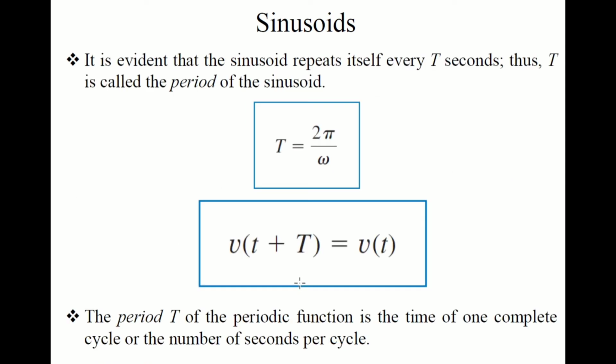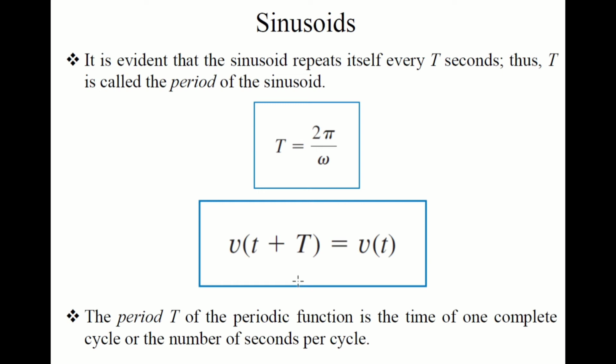So it is evident that the sinusoid repeats itself every T seconds. Thus T is called the period of the sinusoid. The period T of the periodic function is the time of one complete cycle, or the number of seconds per cycle.